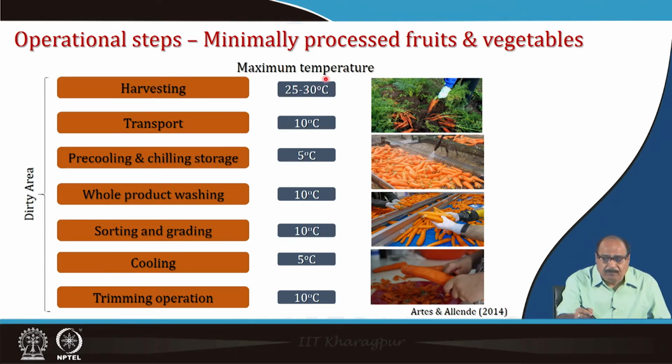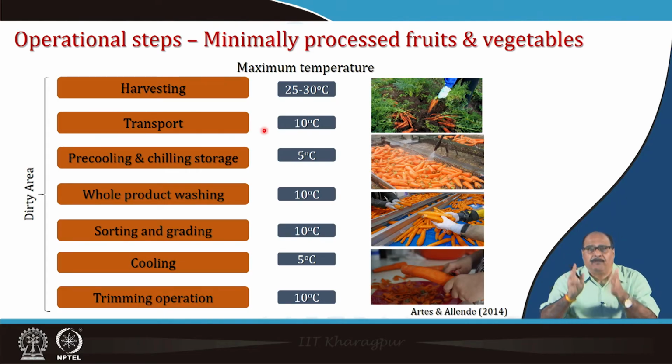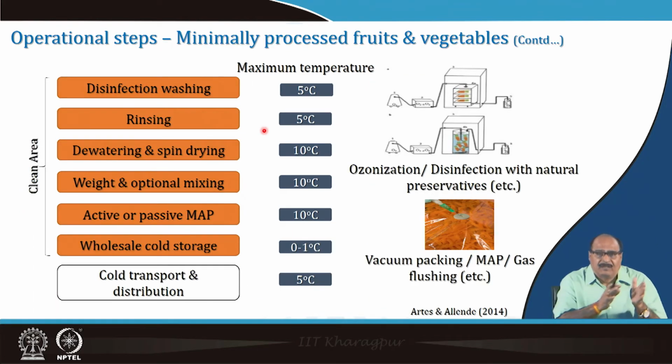So, the maximum allowable temperature for all these operations is given here. For example, harvesting should be at 25 to 30, but for other operations, transport 10 degrees, pre-cooling and chilling storage 5 degrees. Trimming operations should be done at 10 degrees. So, the temperature should be maintained in each and every step, so that any possible destruction of nutrients or change in composition of the nutrients and bioactives in the fruits and vegetables can be minimized, because all these fruits and vegetables are a hub of bioactives.